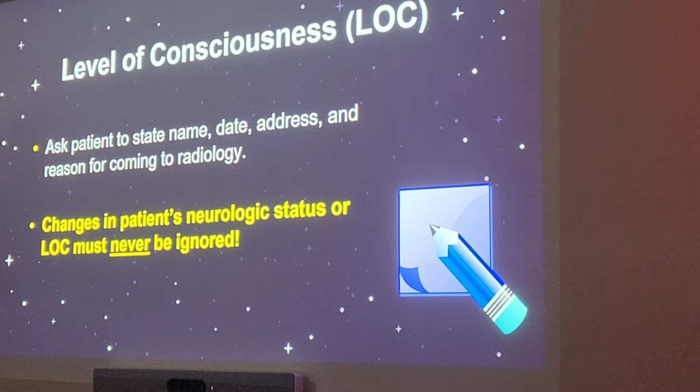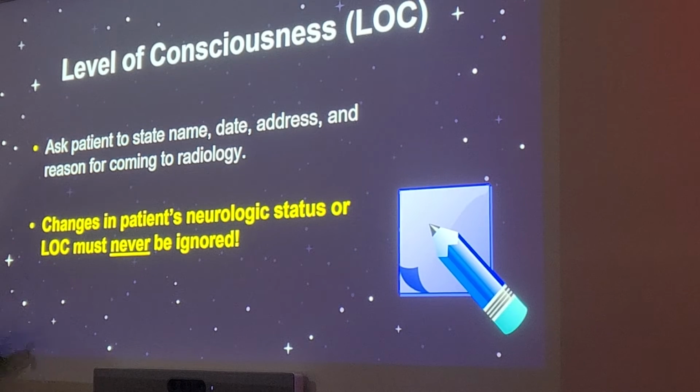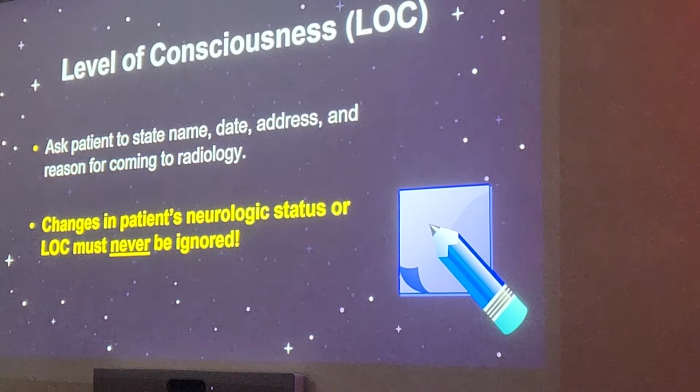Sometimes they may say A and O times 3, A and O times 2 if they're kind of confused or not sure what's happening. It's referred to as A and O. That just means alert oriented: person, place, time, event. And of course, if you notice that there's any change in their levels of consciousness, you let somebody know, either a tech that's near you or call the patient's nurse.